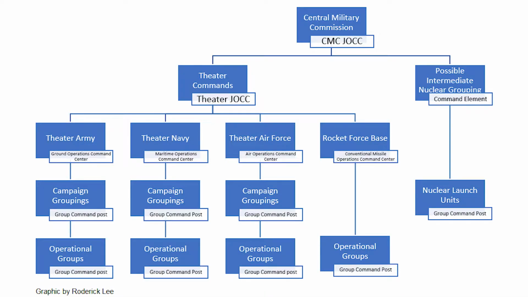Bearing in mind the types of authorities that exist in the PLA, let us now look to the levels of force within the PLA and what command authorities they have. At the very top is the Central Military Commission, or CMC for short. We will go into more details about the CMC in our organization and personnel video, but as a recap, the CMC is the senior-most decision-making body for the military in the PRC.